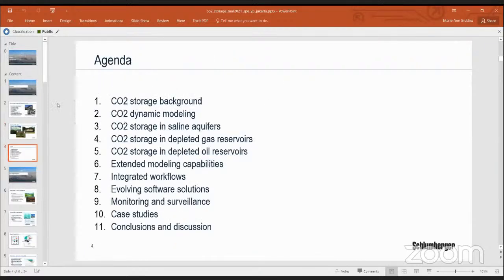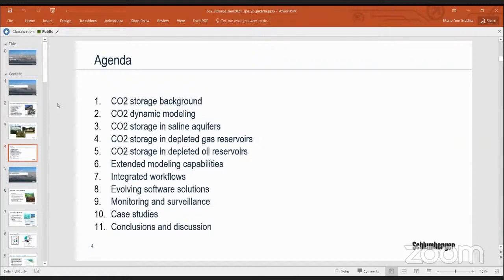Here's the agenda for my presentation today. So I'll start with some background information on CO2 storage. Then I'll talk about CO2 dynamic modelling, what's required and what we need to do. And then I'll describe more specifically some of the options we have available in our simulators for storage in saline aquifers, depleted gas reservoirs, and depleted oil reservoirs.